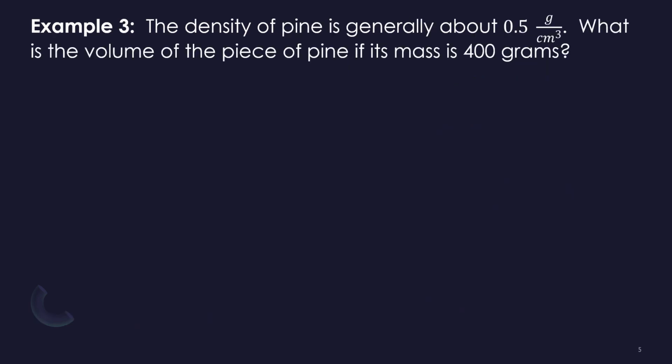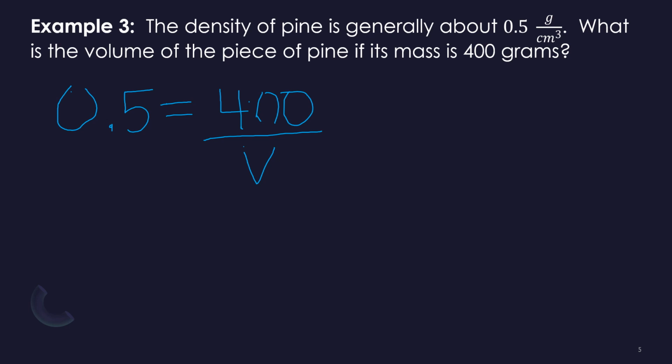The density of pine is generally about 0.5 grams per centimeter cubed. What is the volume of the piece of pine if its mass is 400 grams? So this time we're not solving for density, they give us density. So I'm going to substitute in the 0.5 for D. The mass is 400, and we are solving for the volume. So I'm going to put V in for volume.